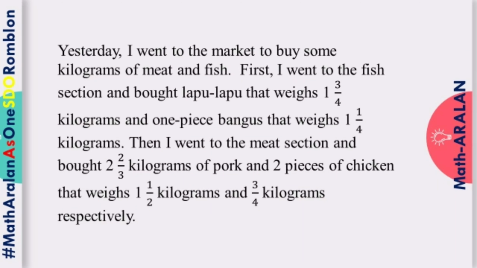Today our lesson is all about adding simple fractions and mixed numbers. Yesterday, I went to the market to buy some kilograms of meat and fish. First, I went to the fish section and bought lapu-lapu that weighs 1 3/4 kilograms and one piece bangus that weighs 1 1/4 kilograms. Then I went to the meat section and bought 2 2/3 kilograms of pork and 2 pieces of chicken that weighs 1 1/2 kilograms and 3/4 kilograms respectively. I would like to know what is the total weight of the fish and meat I bought.